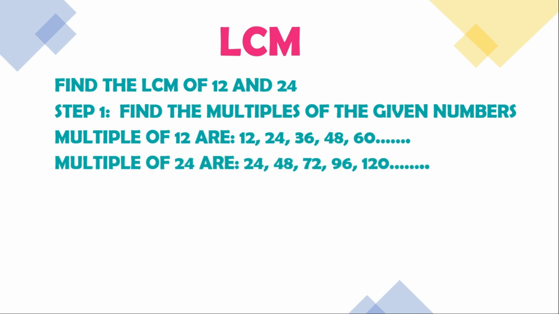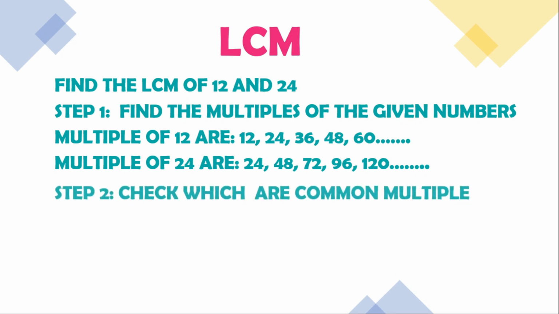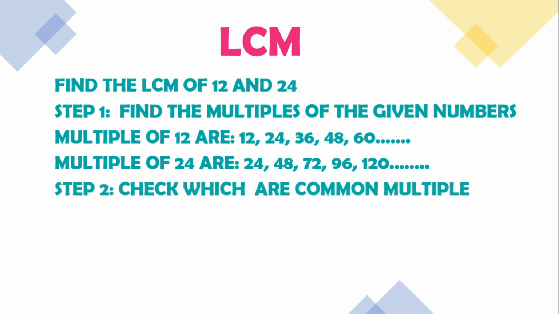Now we have to find the multiples of the next number, 24. So 24, 48, 72, 96, 120, and so on. So I found 5 multiples of these two numbers. Now step 2, check which are common multiples here. So now we have to underline the common numbers which are repeating.